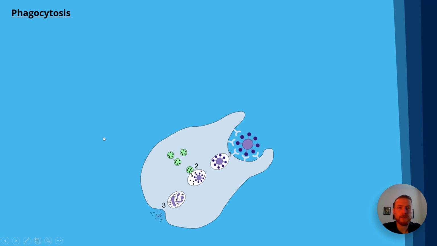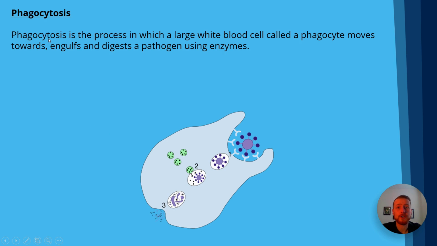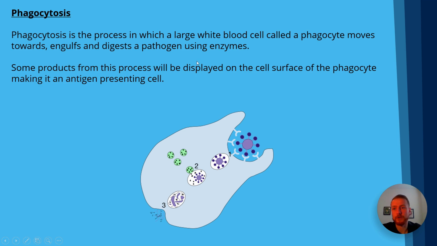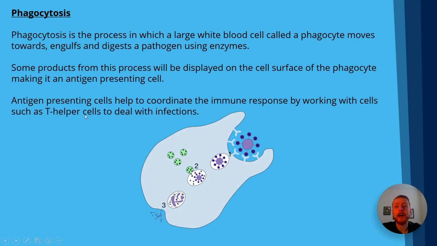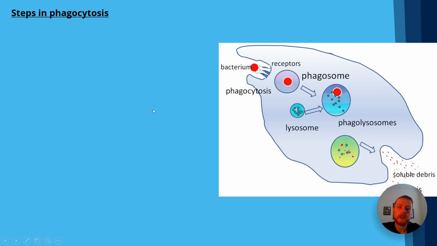So phagocytosis, let's go through it in detail. Well, phagocytosis is the process in which a large white blood cell called a phagocyte moves towards, engulfs and digests a pathogen using enzymes. Some products from this process will be displayed on the cell surface of the phagocyte, making it an antigen-presenting cell because it presents the antigen on its cell surface. Antigen-presenting cells help to coordinate the immune response by working with cells, such as T helper cells, to deal with infections. So these are the steps. Write these down in order.